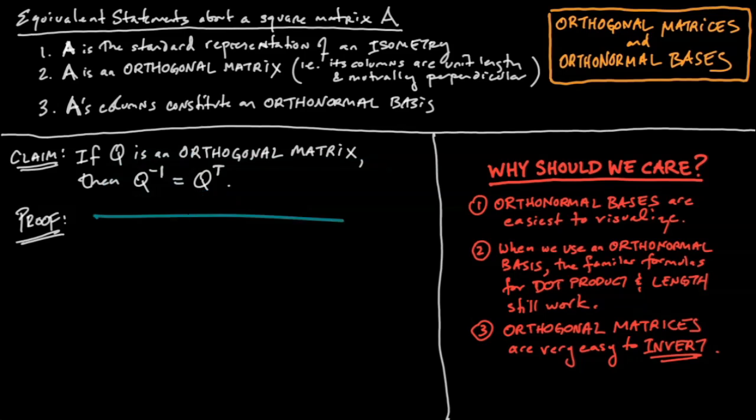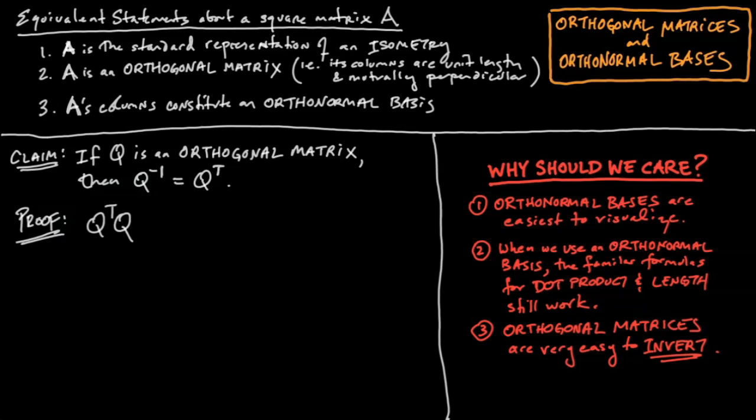That's the claim. Well, the way we're going to prove this, we're going to sneak up on it. To say that the inverse of Q is Q transpose is to say that if I multiply Q transpose and Q, I get the same thing as if I multiplied Q inverse and Q. Namely, I would get the identity matrix. So to prove our claim, I am going to prove just that the product of Q transpose and Q is the identity matrix. Now, how are we going to prove that?